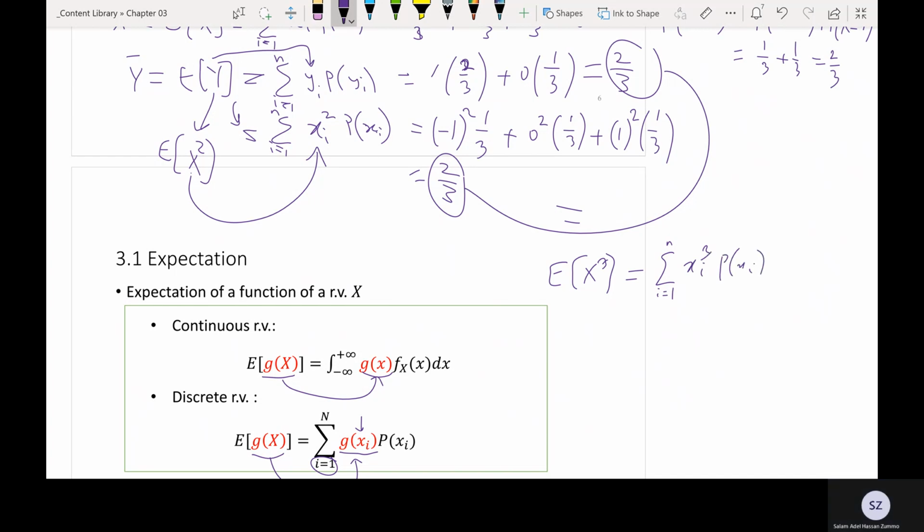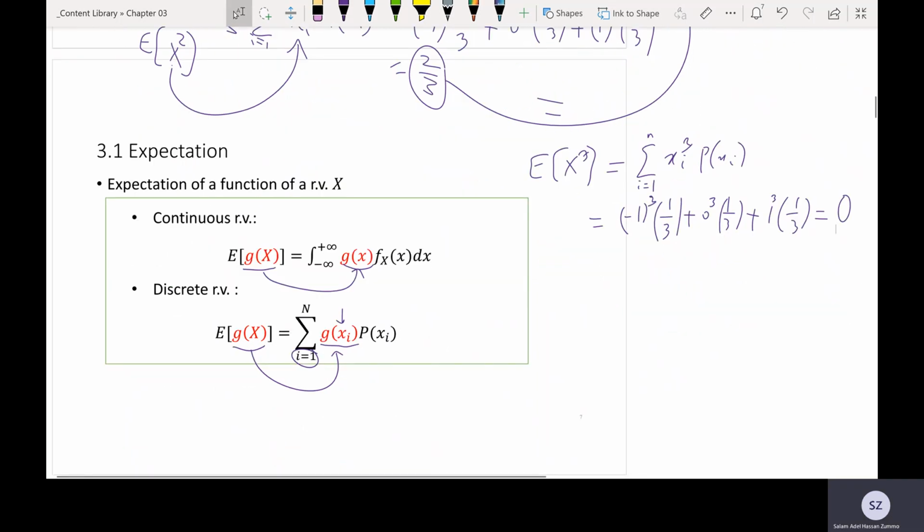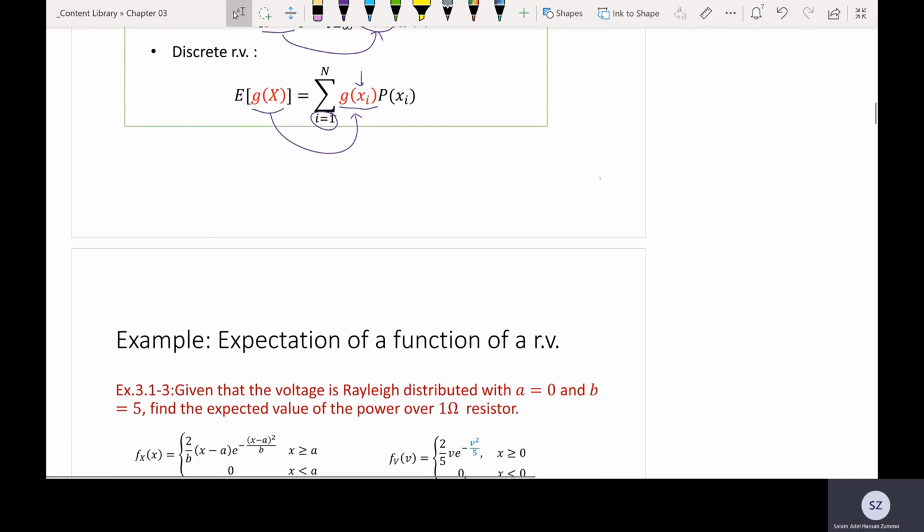What are the xi's? Minus 1 to the power 3, with probability 1/3; 0 to the power 3, with probability 1/3; and 1 to the power 3, with probability 1/3. So what would this be equal to? 0, because x cubed did not alter the distribution. It stays the same by itself. If we have numbers other than minus 1, for example minus 2, it will change. Okay, so for a function of a random variable, this is the way we calculate.